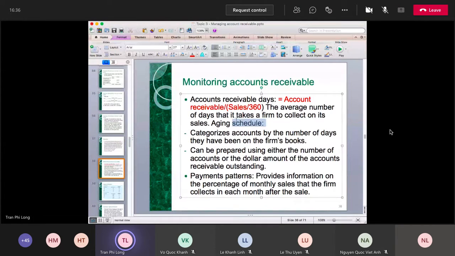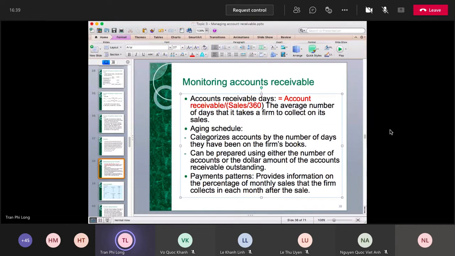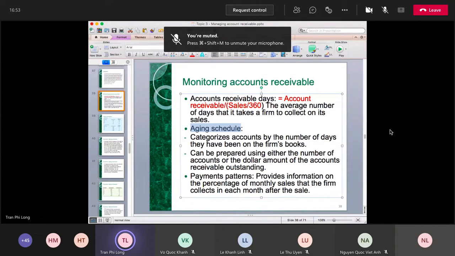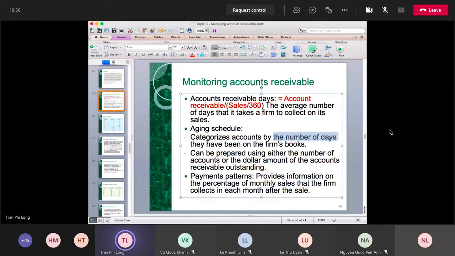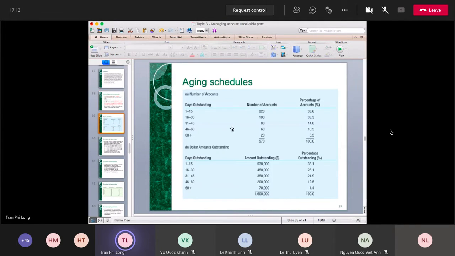And the second way for you to monitor the account receivable is to use the aging schedule. The aging schedule will have two dimensions. The first dimension will be the number of days outstanding, and the second dimension can be either the number of the accounts or the dollars outstanding for each account. Here you can see the table showing the aging schedule.